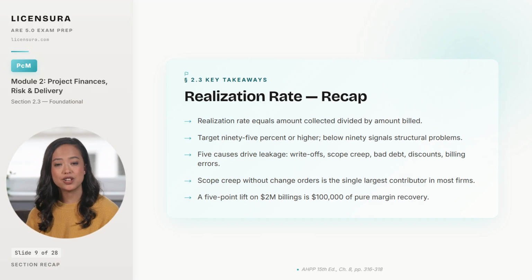Scope creep without written change orders is the single largest contributor in most architecture firms because the work gets done and the cost shows up, but the revenue line never moves. And the math on improvement is striking. A 5-point lift in realization on $2 million of billings is $100,000 of pure margin recovery, without a single new project.